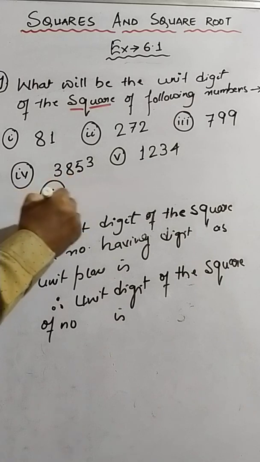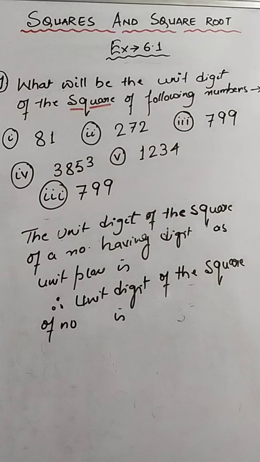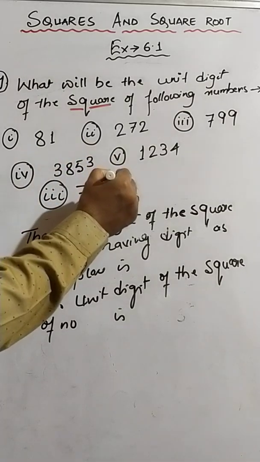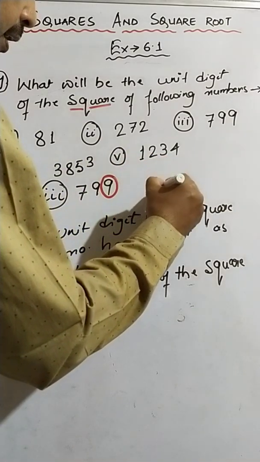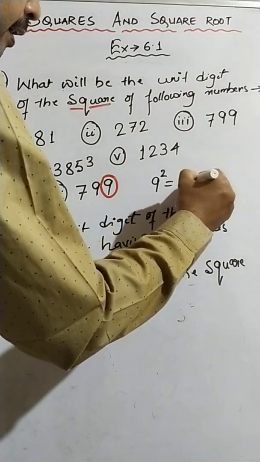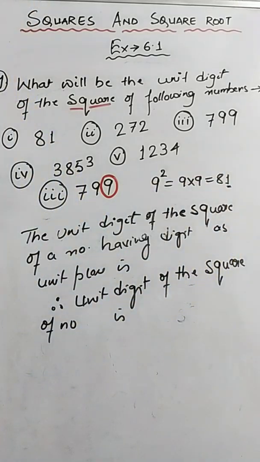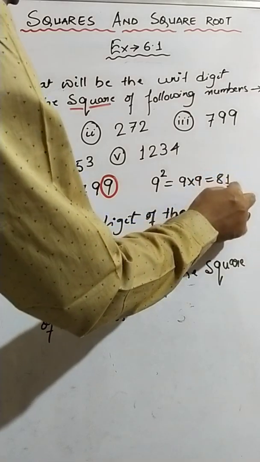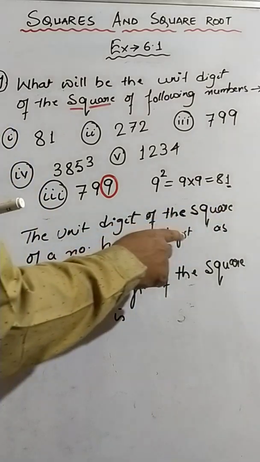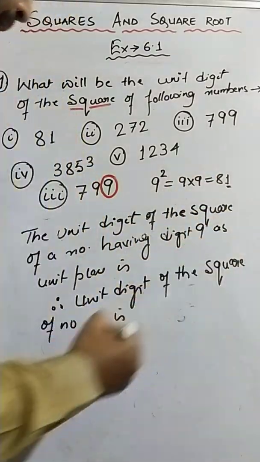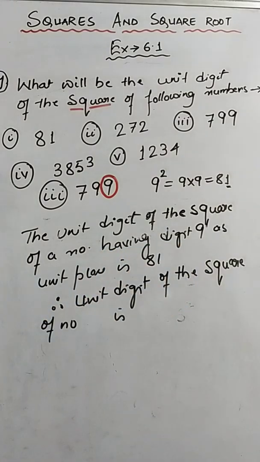So 3 would be 799. So what is there in the unit digit? It is 9, isn't it? So what is the square of 9? 9 square means 9 into 9. That means 81. So 1. If it is a double digit number, you also have to consider its unit digit this time. So the unit digit of the square of a number having digit 9 as a unit digit is 81. What will be the answer?